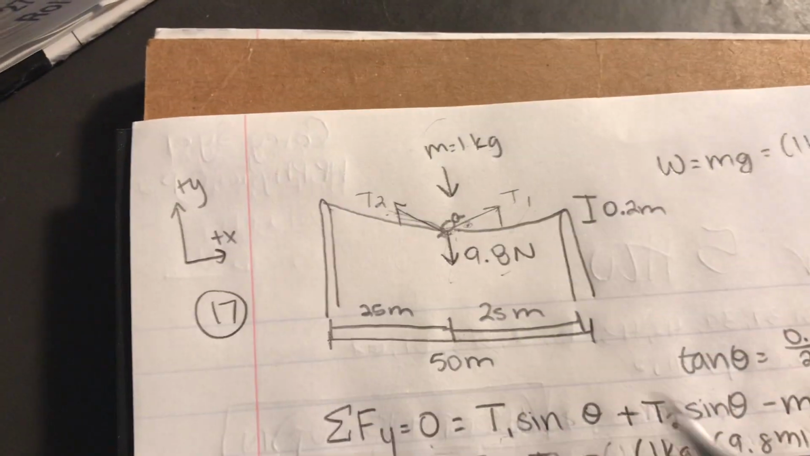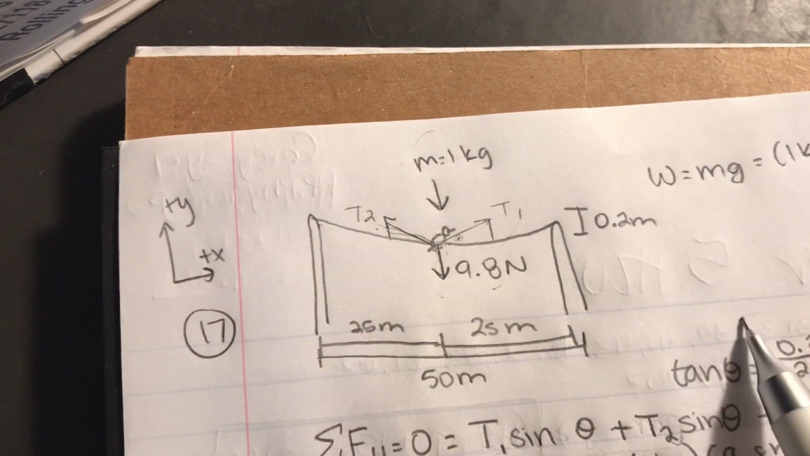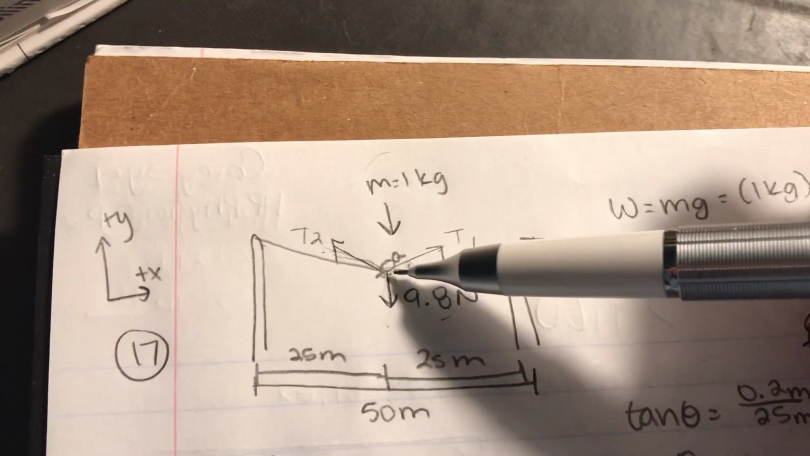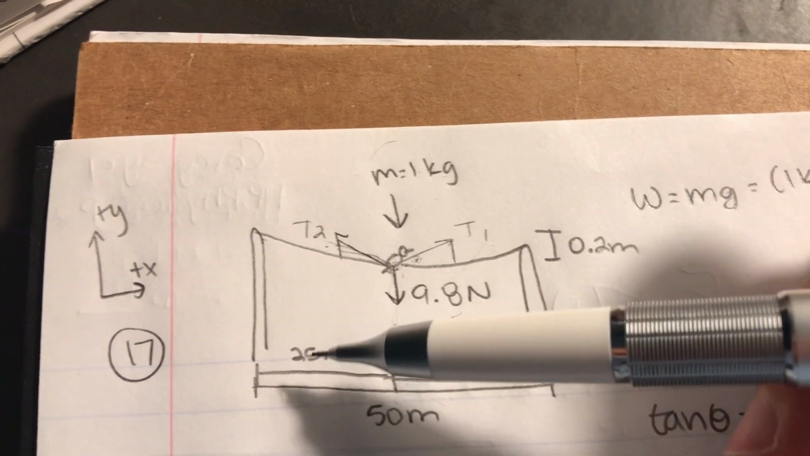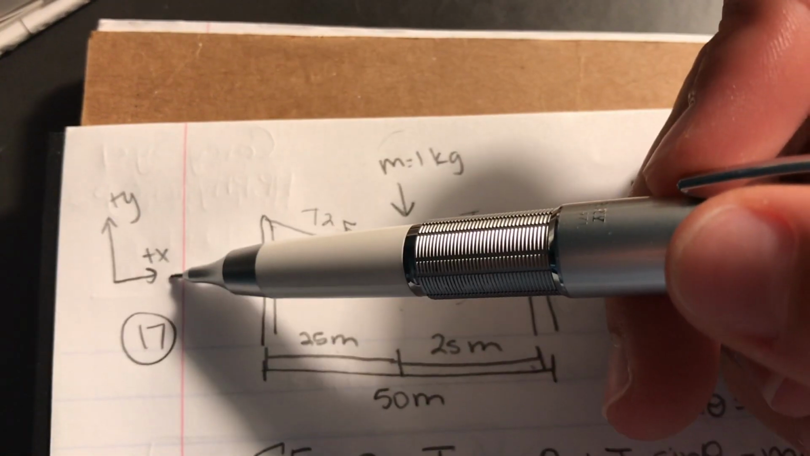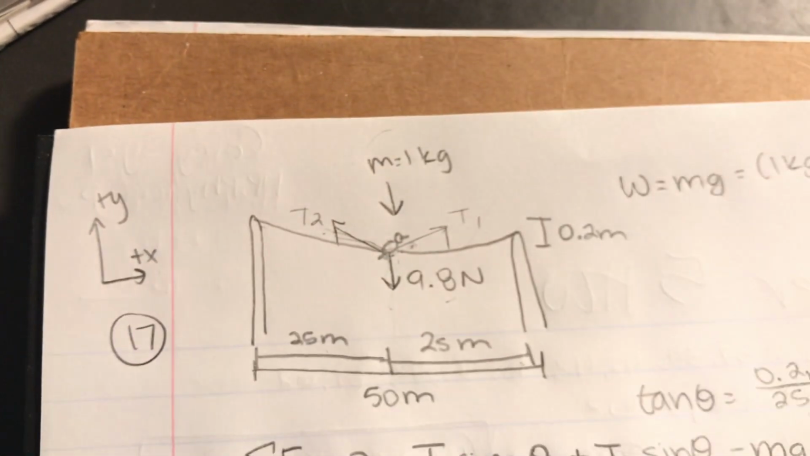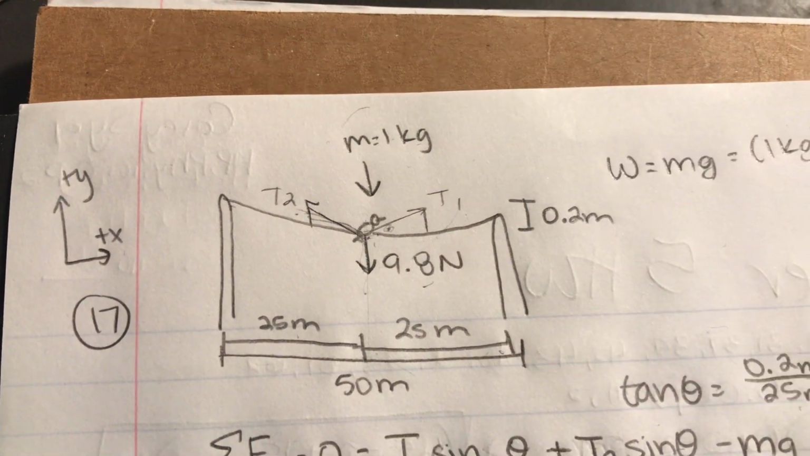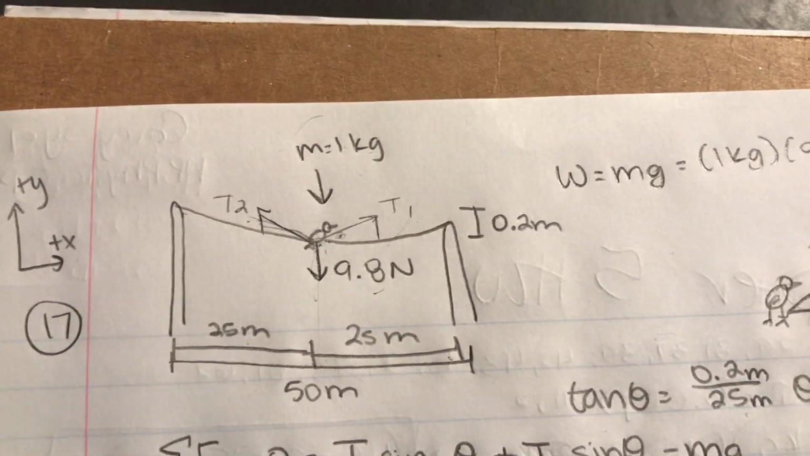Okay, so this is my incredibly artistic diagram. These are the two poles, 50 meters across, and the bird is exactly in the middle. We'll pretend that's exactly the middle. So it's 25 meters this way and 25 meters this way. You'll notice I've defined the positive x direction as the right and the positive y direction as straight up.